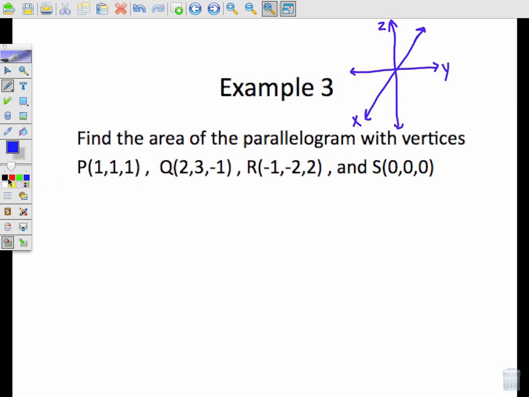So let's go ahead and plot 1, 1, 1. All right, let's go ahead and do a few marks here. We can just do up to 3 or so. All right, 1, 1, 1 would be, here's 1, and then to the right 1, and up 1. So we're about right here.